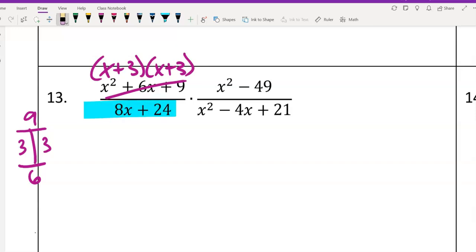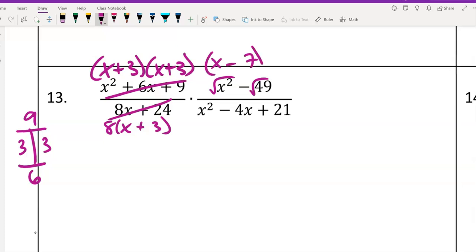Next denominator, 8 and 24, what do they both have in common? 8. We're left with 8 times x plus 3. On the right, we have x squared minus 49. This is difference of squares. Square root both terms. We're left with x and 7. Now this is not only one factor. We have a negative and a positive.